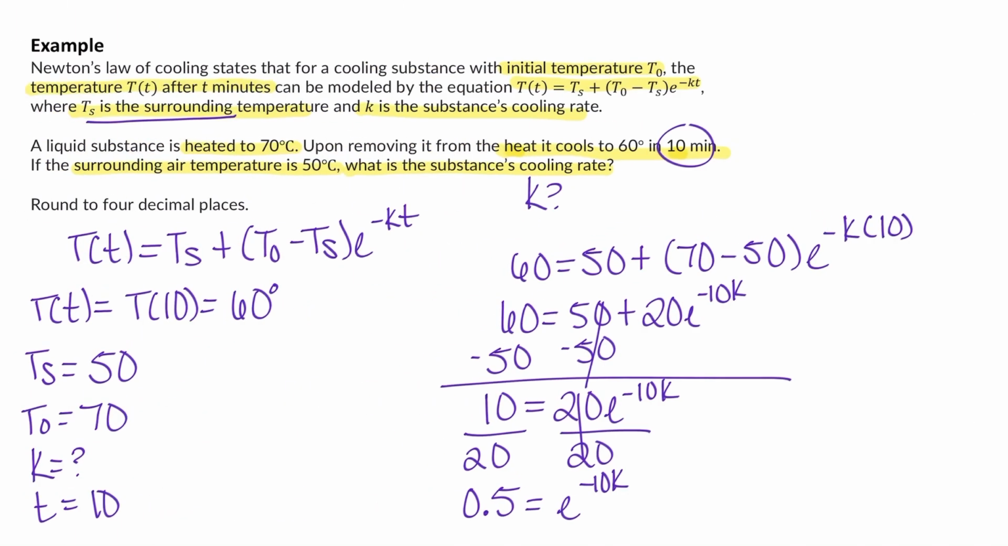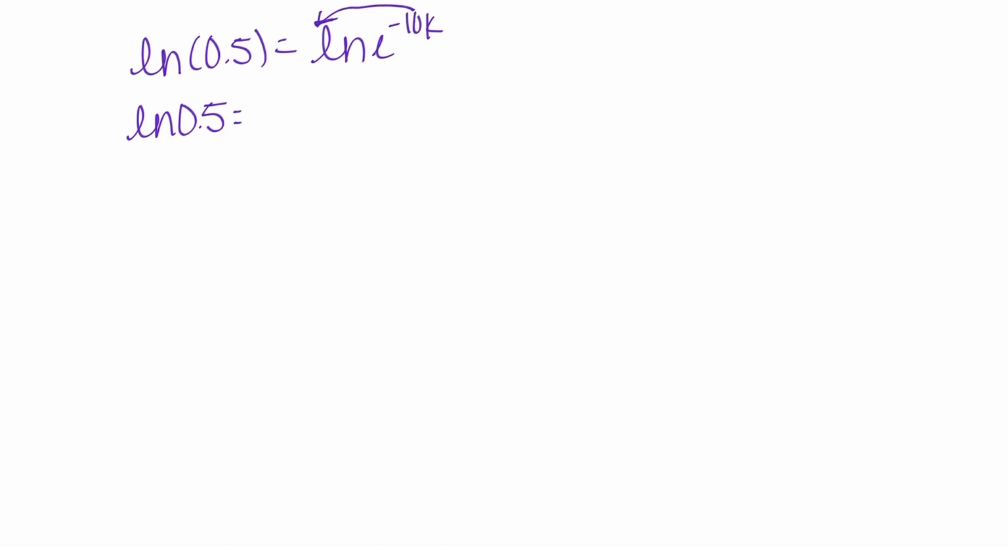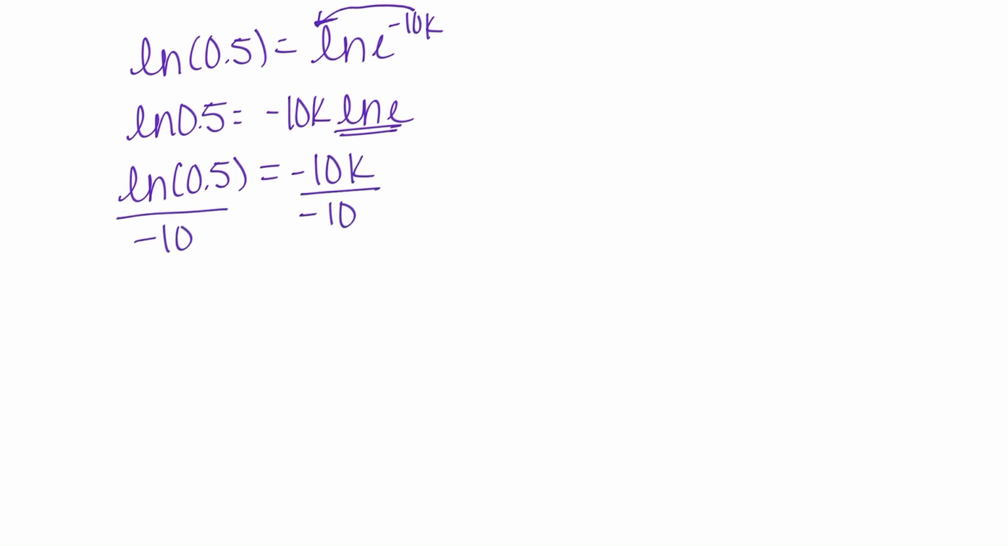So now let's work on solving this. Since I have an e, I'm going to take the natural log of both sides. That gives me the natural log of 0.5 equals the natural log of e^(-10k). I'm going to bring this power down in front. So I have the natural log of 0.5 equals negative 10k times natural log of e. Well, that natural log of e is just going to turn into 1. So I have ln(0.5) equals negative 10k. Now to solve for k, all I need to do is divide both sides by negative 10.